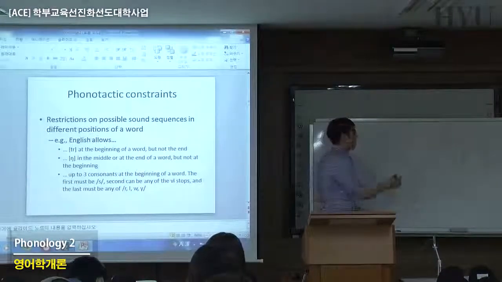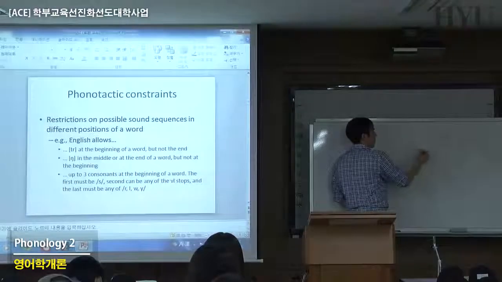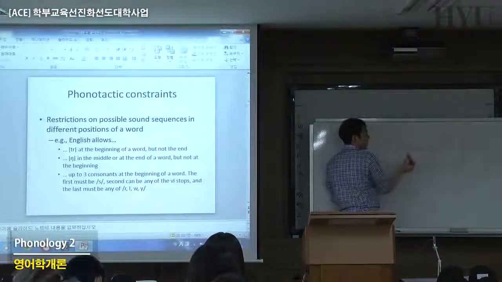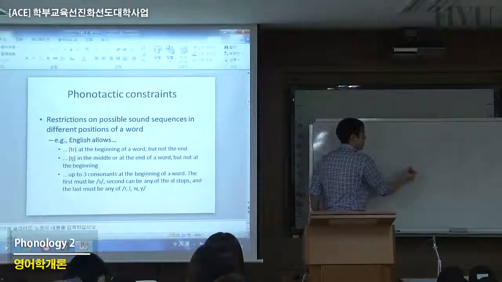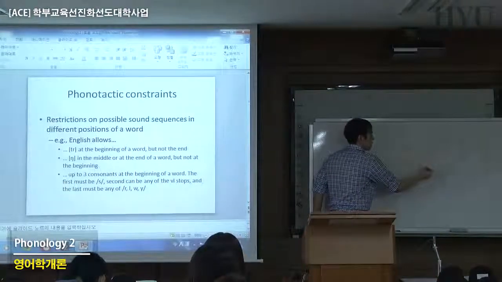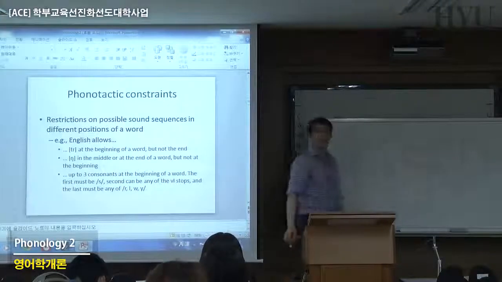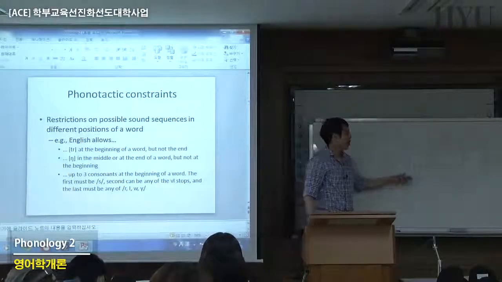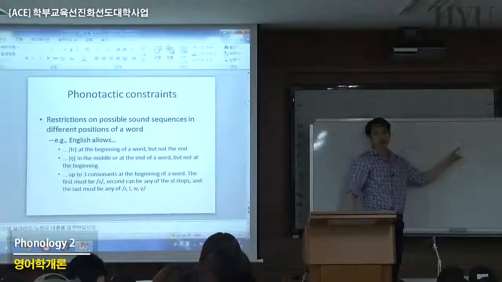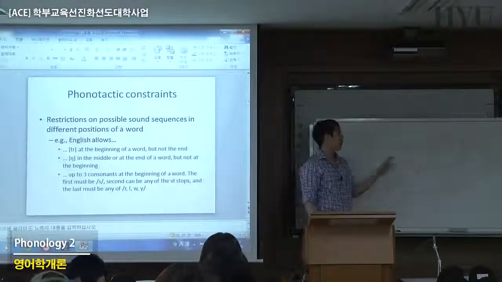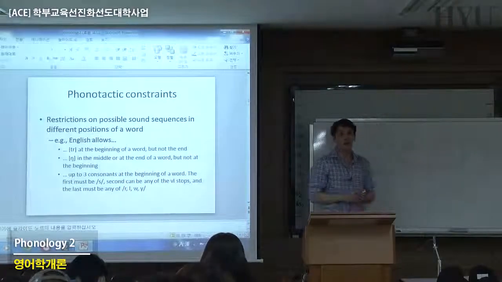So you can have things like strength, right? Strength, 1, 2, 3. It has to be that order. And R cannot come before a T, for example, if you have up to 3. Okay?